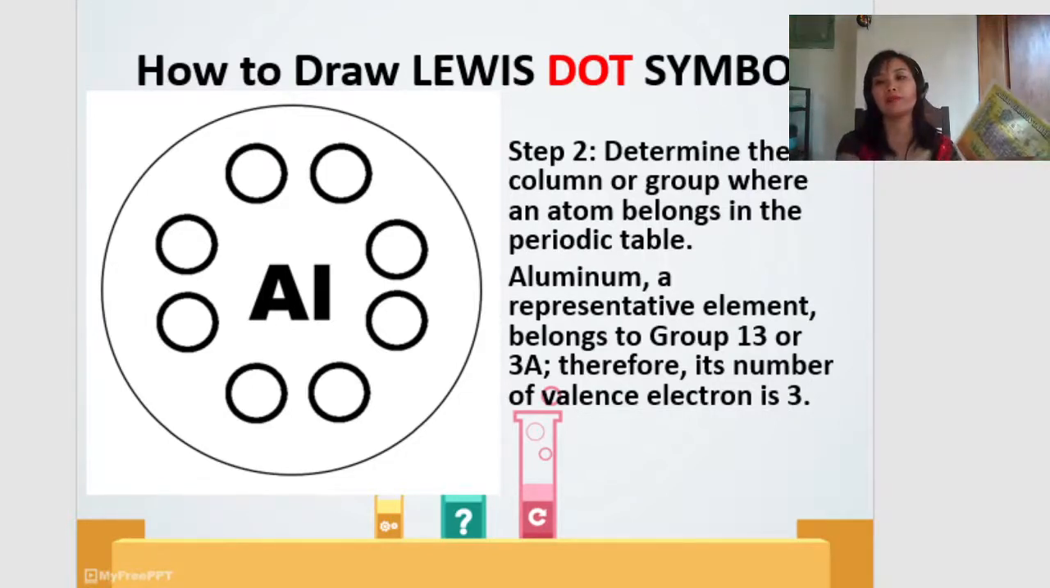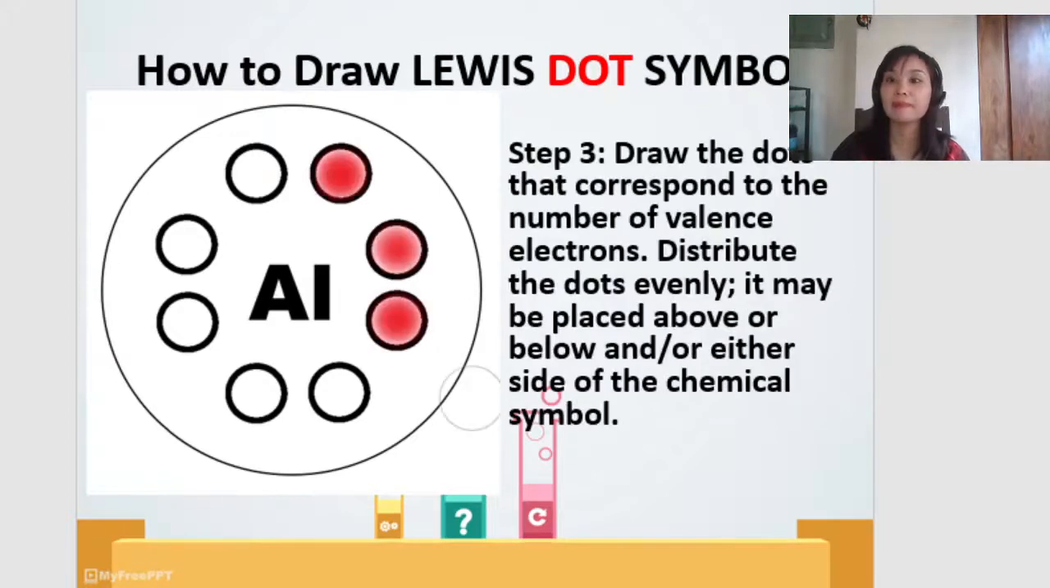Okay? So, it is a representative element, belongs to group 13 in the periodic table. Others call it group 3A. Again, 13 or 3A. Therefore, how many valence electrons does it have? Three. In short, for step number 3, you are going to draw 3 dots that correspond to the number of valence electrons. So 1, 2, 3.